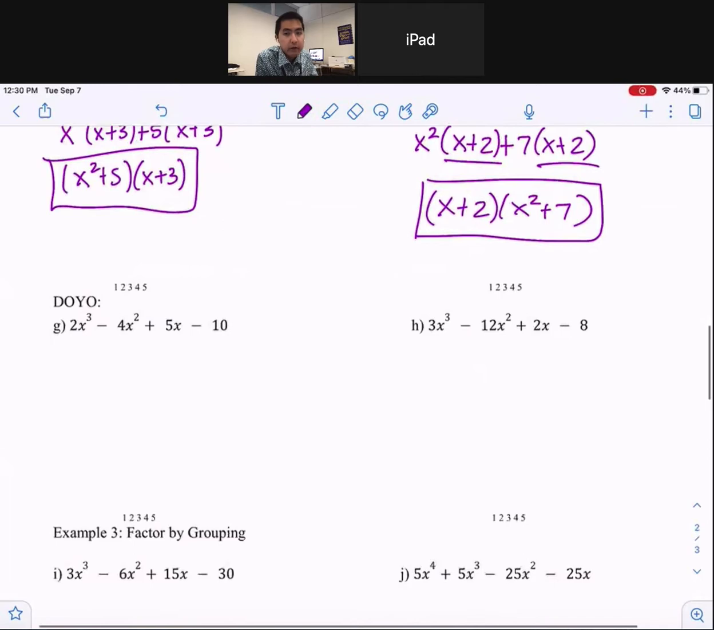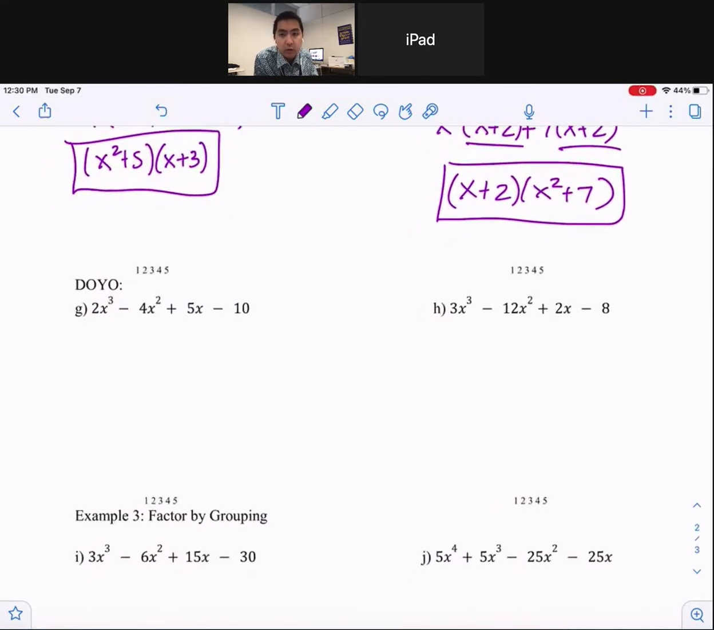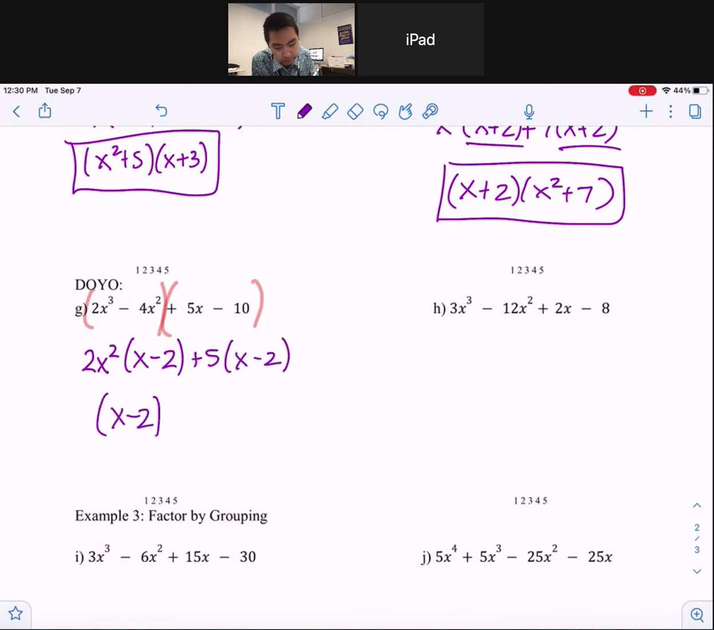Okay, so again, do these on your own. So for G, you cannot factor something out from each one, so we're going to group. We can factor a 2 from 2 and 4 and an x to the second power to get x minus 2. You can factor out a 5 from both these numbers, so plus 5, x minus 2. So we get x minus 2 times 2x squared plus 5.